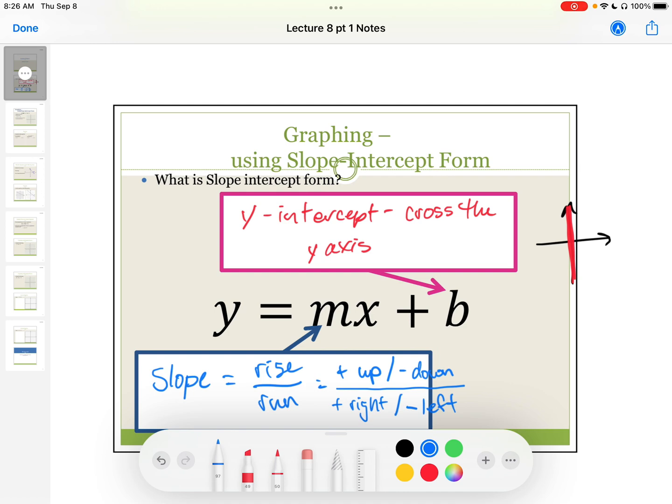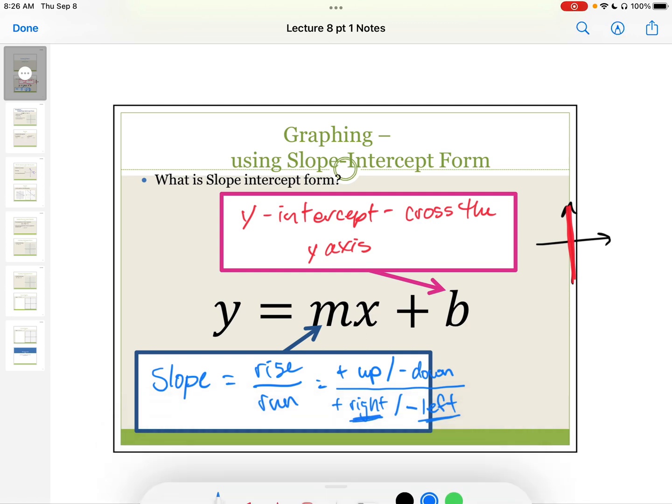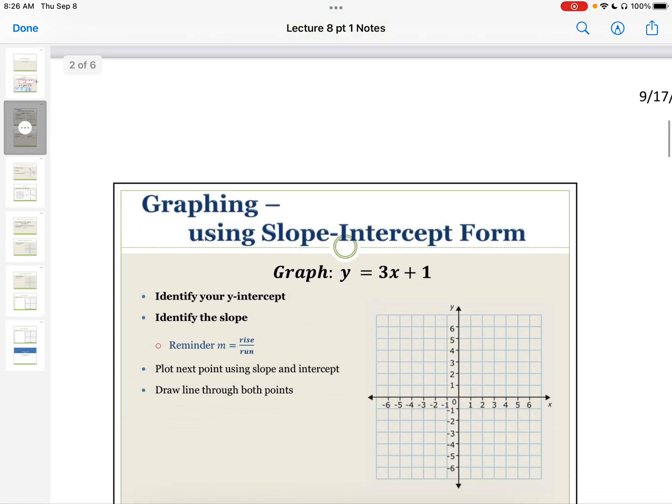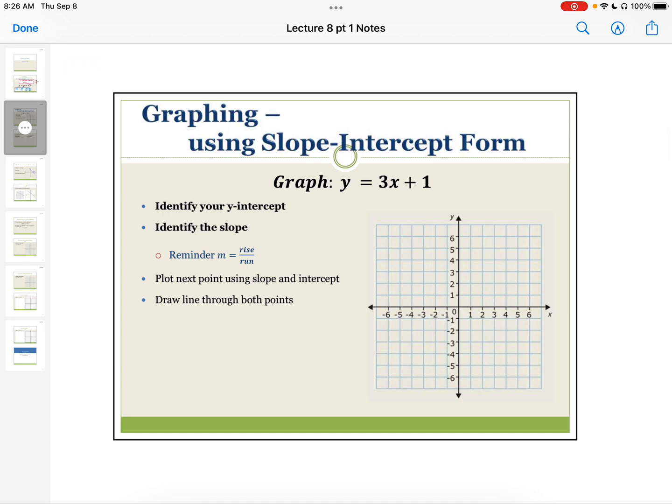Okay, inevitably, when I talk to you guys about this, you'll say, hey, you need to go down 2, and then you're going to go over 5. Well, what is over? It's important to make sure that you guys say you are going to the right or you are going to the left so that we can make sure that we have that identified correctly. Okay, so next thing that we got here is graphing using our slope-intercept form.